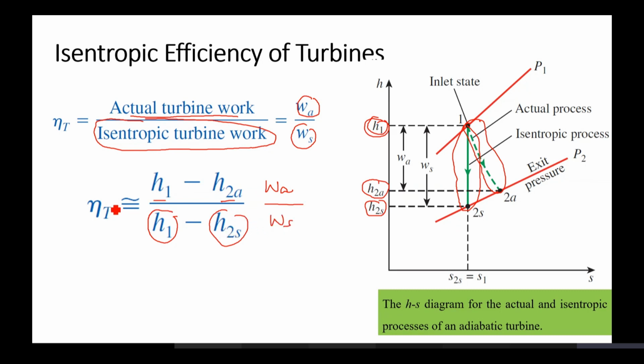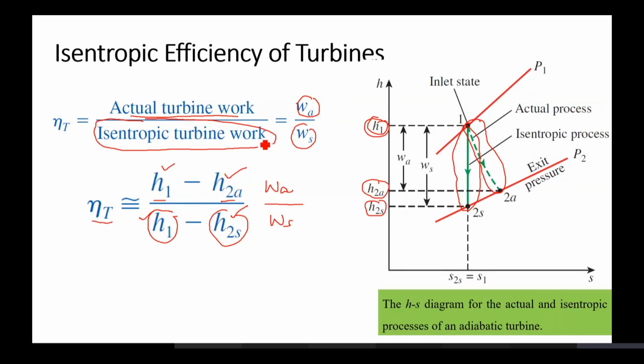Now, remember, whenever you have to calculate the isentropic efficiency, you need to have three enthalpies. One is the enthalpy of the inlet condition, which is the same for both numerator and denominator. The other two enthalpies are one for the actual state and the other for the isentropic state. So you need three enthalpies in order to calculate the efficiency of a turbine.